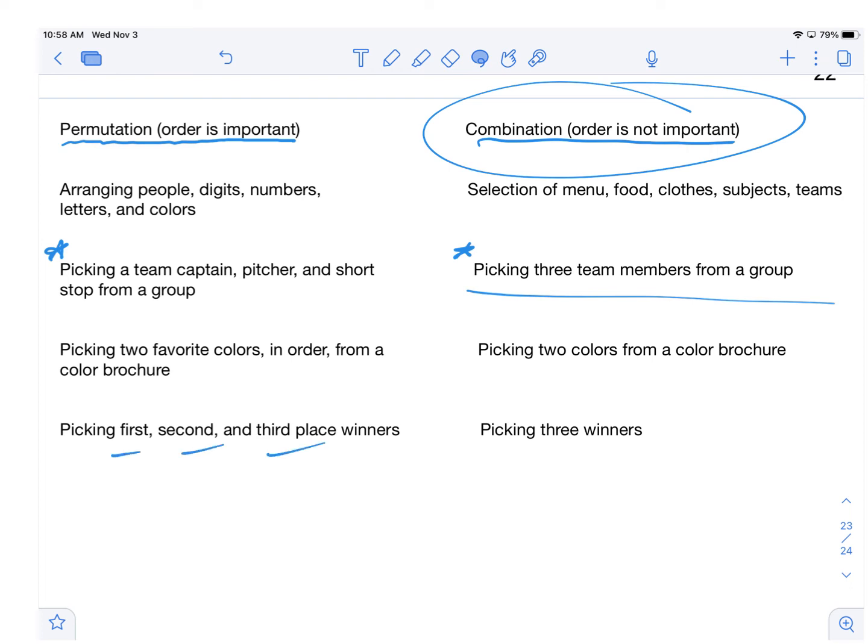First, second, third place winners. You see, if you choose the first place winner, they're getting the biggest prize. Second place is getting the next. So the order is important on how you choose them. But if you're just picking 3 winners, they're all getting the same prize. I don't care if you pick me last. I'm still getting the same prize. Okay?